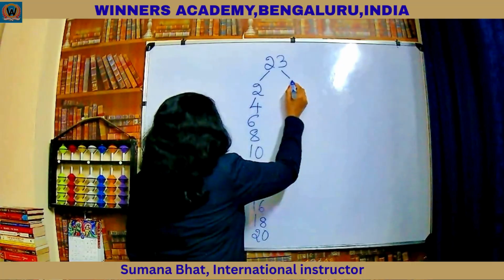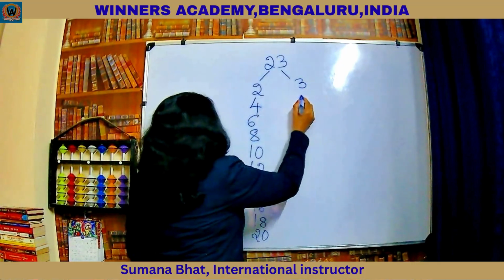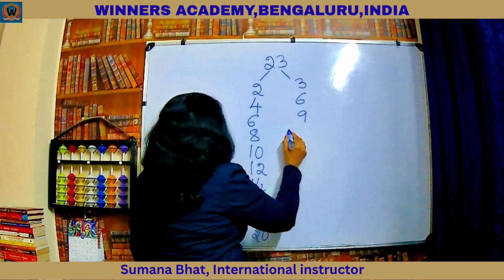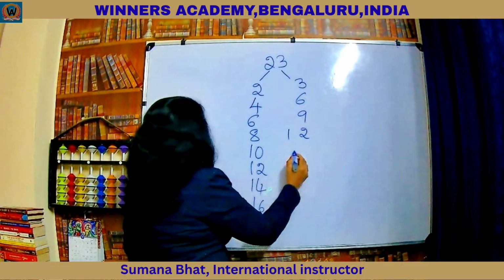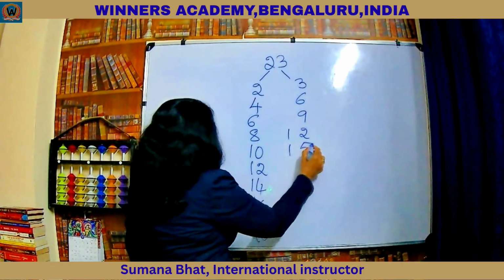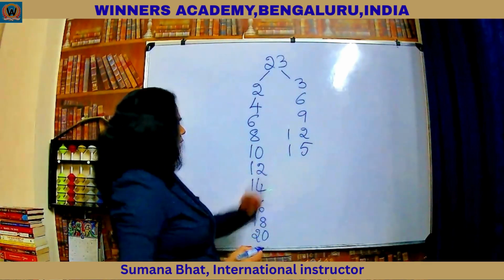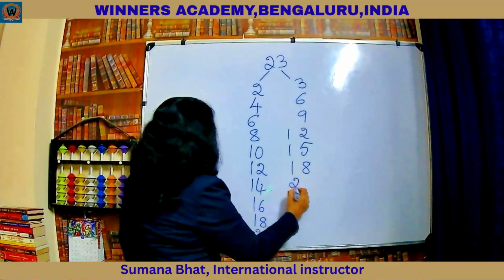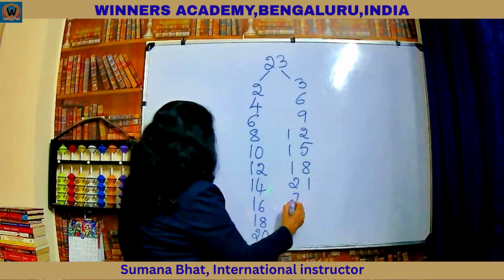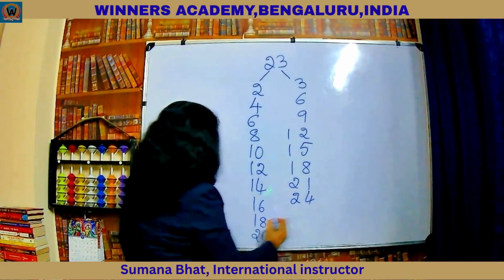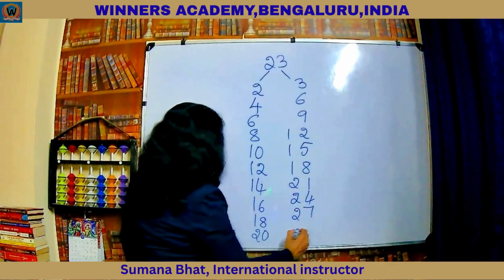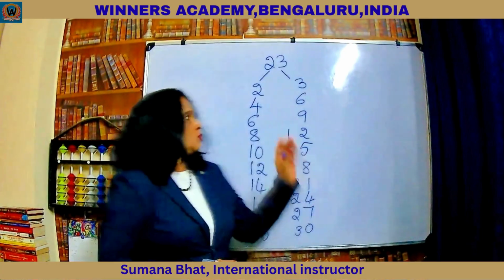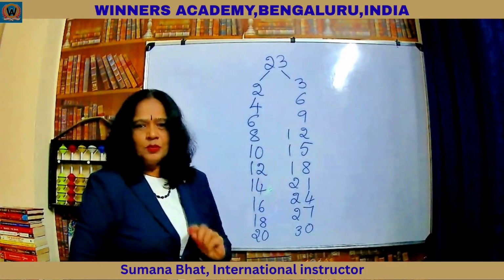Write the table of 3. 3, 3 twos are 6, and then 9, 3 fours are 12, and then 15. I'm writing it just next to that, okay? 18, and then 21, then 24, and then 27 and 30. Isn't it? This is the table of 2 and also the table of 3.